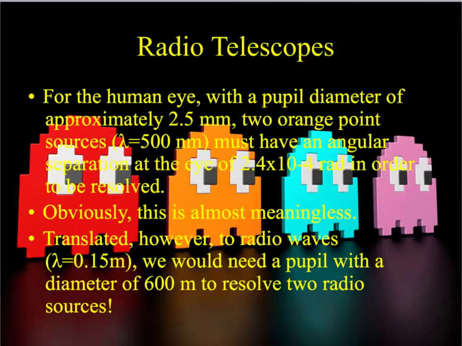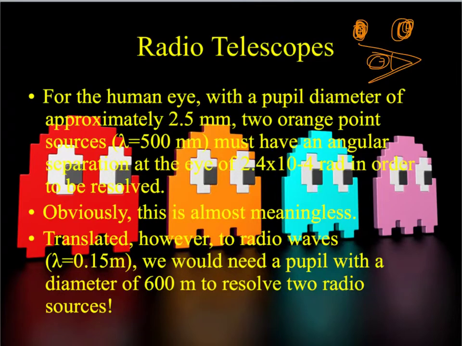If we look at the human eye, the average diameter of a pupil of a human eye is about 2.5 millimeters. And so if we have 2 points of orange light, let's see if I can pull up some orange here. There we go. So 2 orange dots have to have an angular separation of 2.4 times 10 to the negative fourth radians in order to be resolved. Okay, and that angle we're talking about is this angle here.